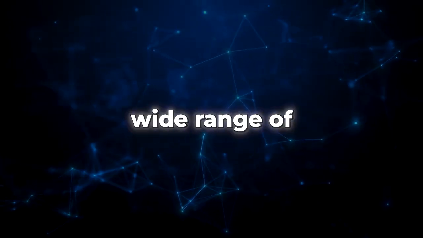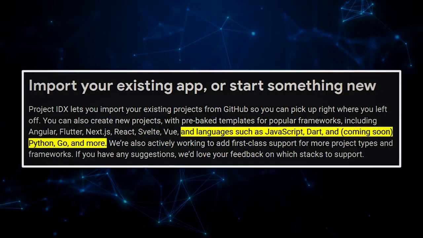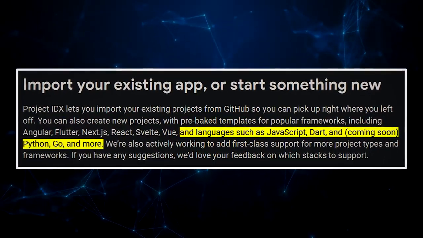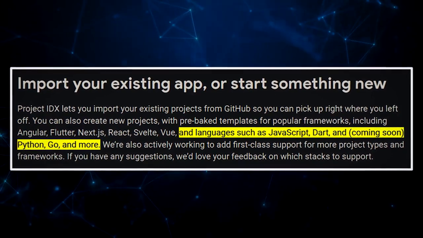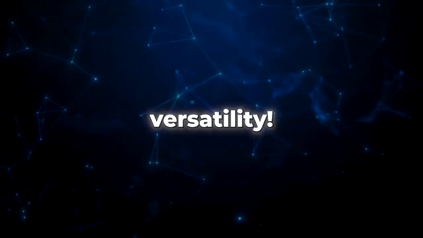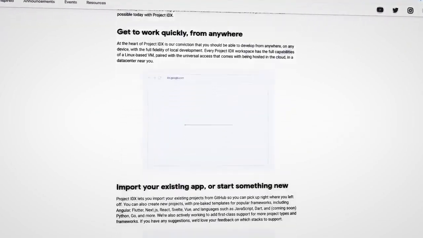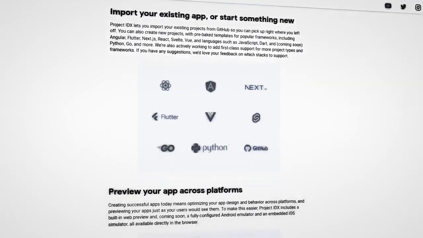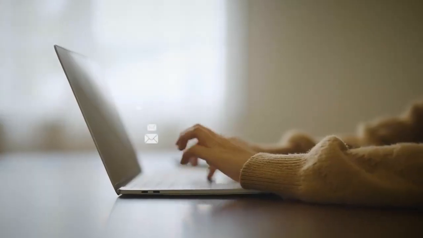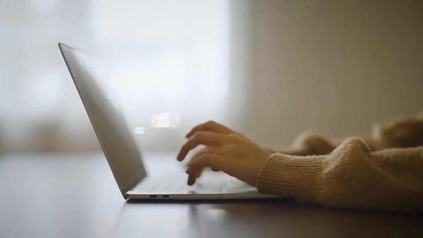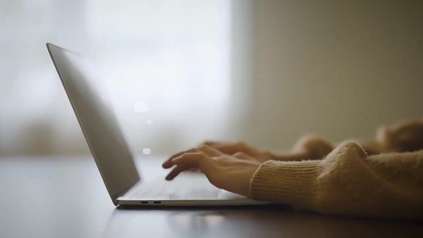These templates come in a wide range of programming languages like JavaScript and Dart, with plans to include upcoming support for other languages like Python and Go. Talk about versatility. But wait, there's more. The Project IDX team is not just sitting pretty, they're actively expanding their support to include more project types and frameworks. They're eager to receive user feedback and suggestions, identifying which technology stacks should be added.